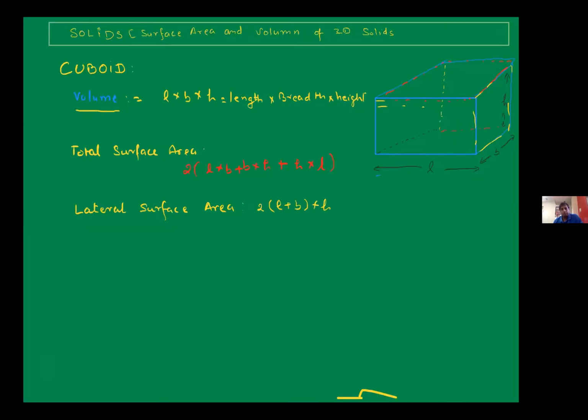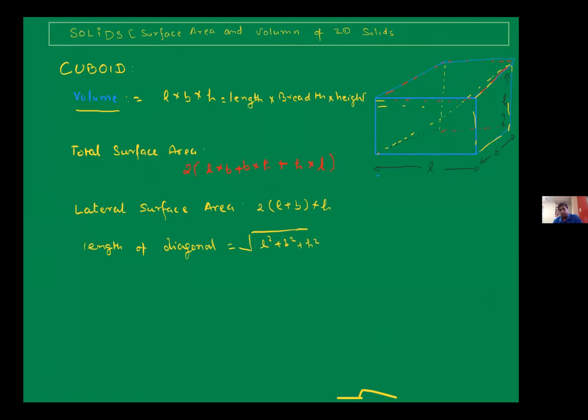So what is the length of the diagonal? What will be the diagonal for us? This is the diagonal, this will be the one diagonal. If I draw this, this is the diagonal. So what is the length of the diagonal? Length of diagonal equals the square root of l square plus b square plus h square. This is called the length of the diagonal of the cuboid.